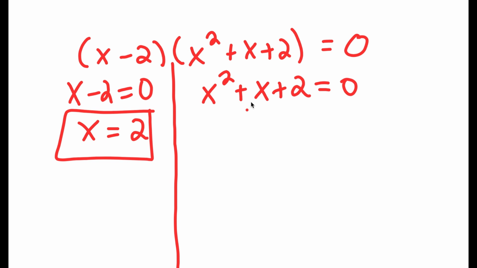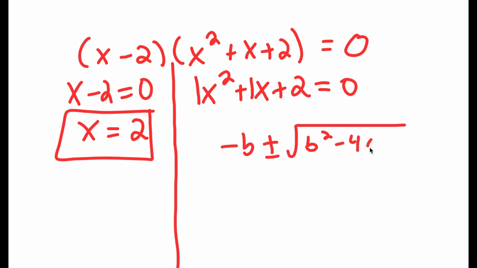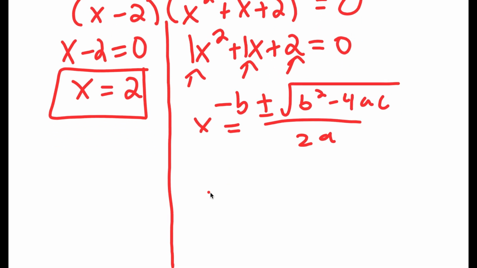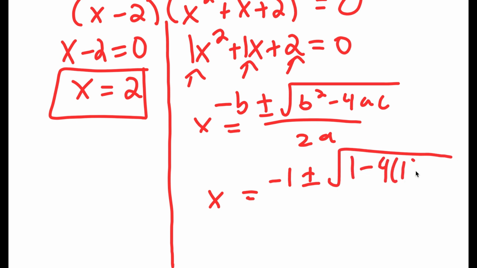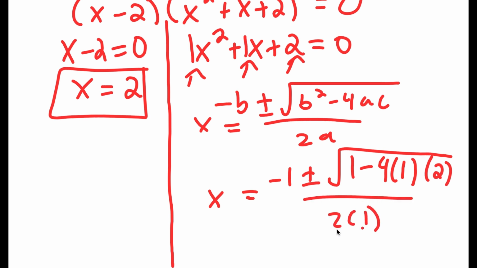And for x squared plus x plus 2 equals 0, I can use the quadratic formula, which is negative b plus or minus the square root of b squared minus 4ac all over 2a. So in this case, a is 1, b is 1, and c is 2. So I get x is equal to negative 1 plus or minus the square root of 1 squared, which is simply 1, minus 4 times a, which is 1, times c, which is 2, all over 2a.